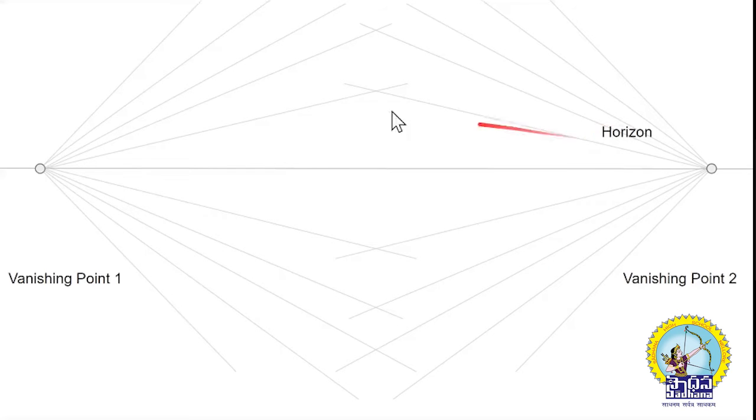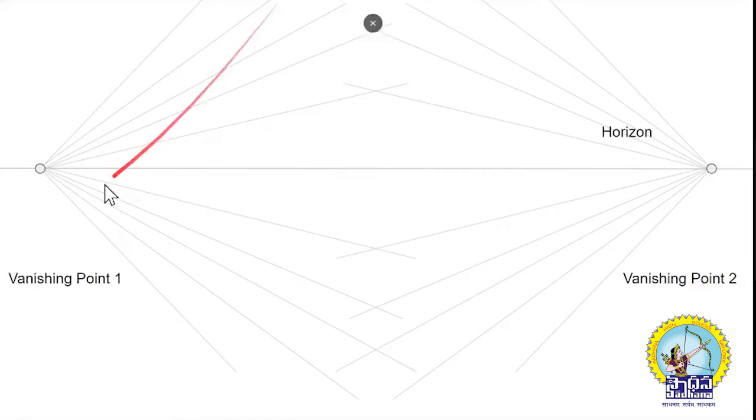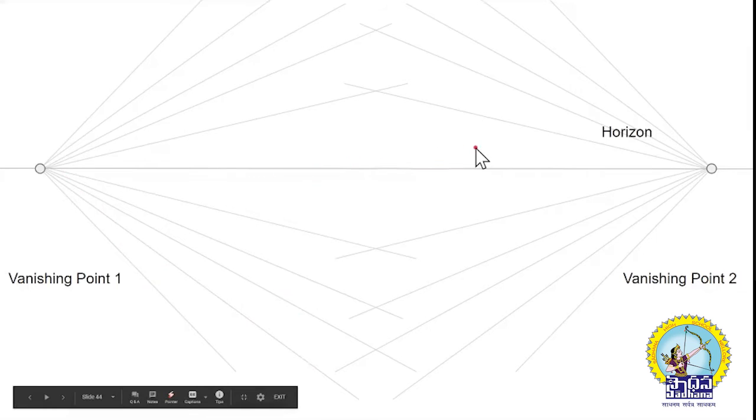So basically, what you have to do is draw lines from each vanishing point. Always remember, vanishing points will give you guidelines. So draw your guidelines from your vanishing point. From this point, you can see I've drawn straight lines. And from this point also, I've drawn random lines going either way.